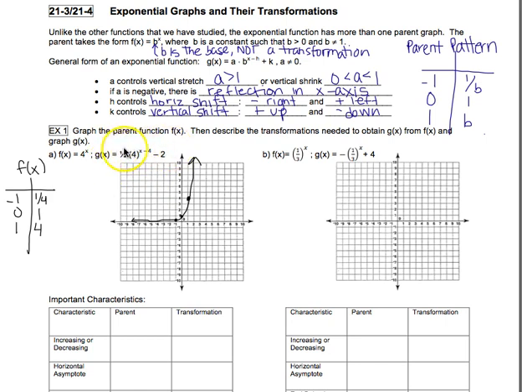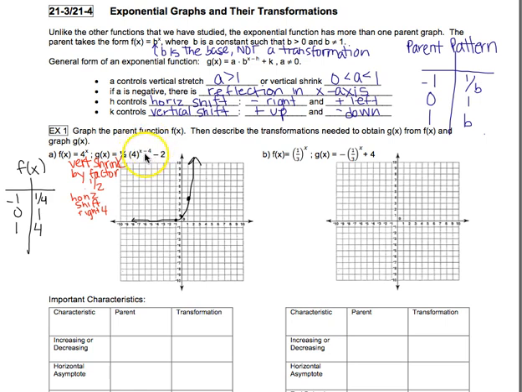And here for g of x, I have an a value. I have something multiplied in front that's 1/2. So 1/2 is between 0 and 1, which means here that's a vertical shrink by factor 1/2. Then up in the exponent, I have this -4 up here. That tells me that up in the exponent is an h value. So since it's negative, that tells me I'm going to go right. So that means I have a horizontal shift right 4.